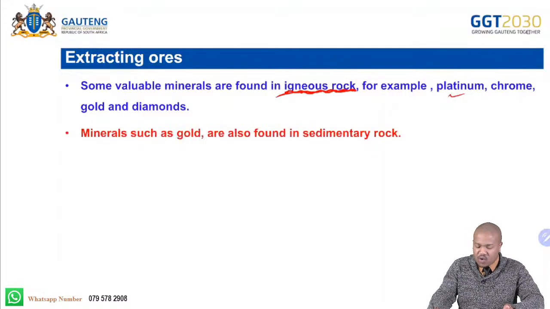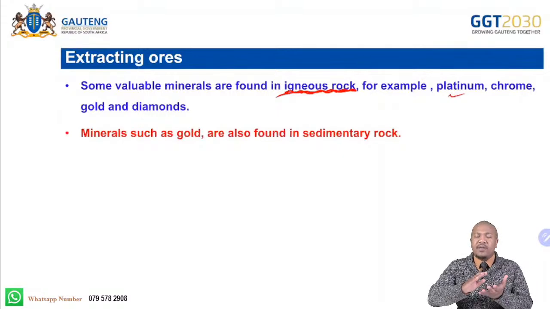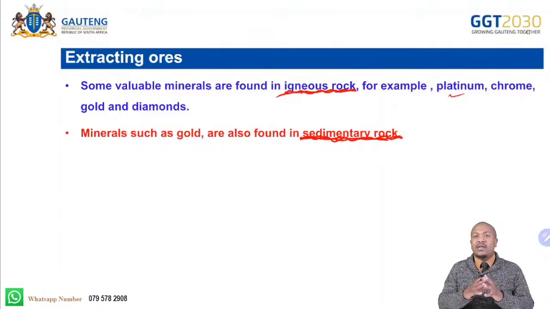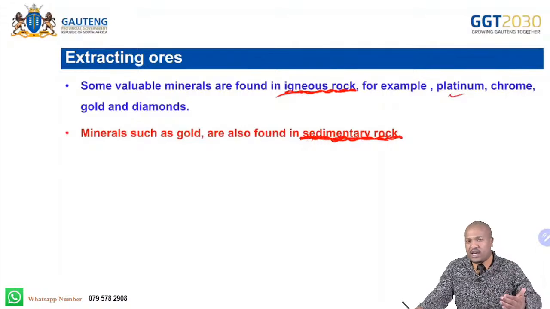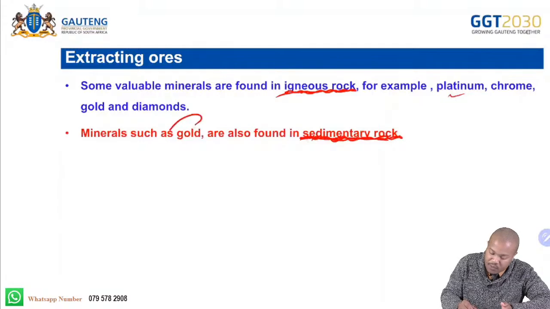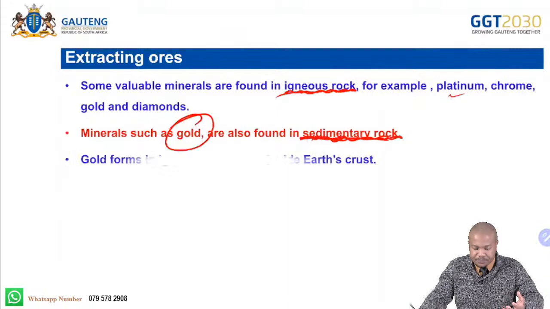So minerals such as gold are also found where? In sedimentary rock, right? So when there is soil erosion and weathering, you have those pieces of sediments packing up together to form this type of rock, which is sedimentary rock, right? So those pieces also come together with pieces of gold, right? Gold ash. Then they find that we found our gold in our sedimentary rocks, right?